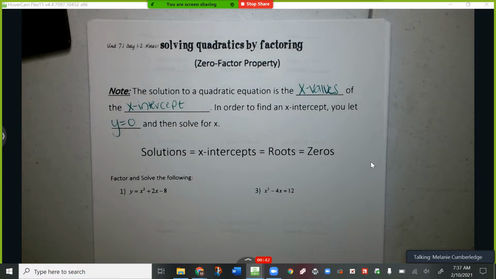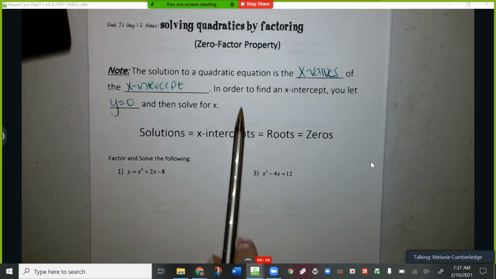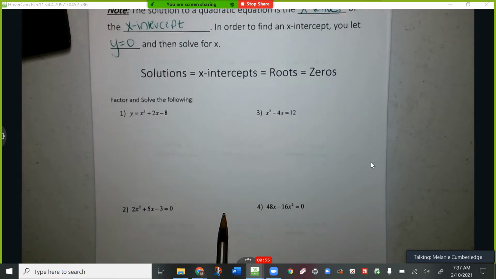Okay, so I want you to know that anytime I ask for solutions, x-intercepts, roots, or zeros, I'm asking you to find the x-intercepts, which means y equals 0. So today we are solving by factoring still.